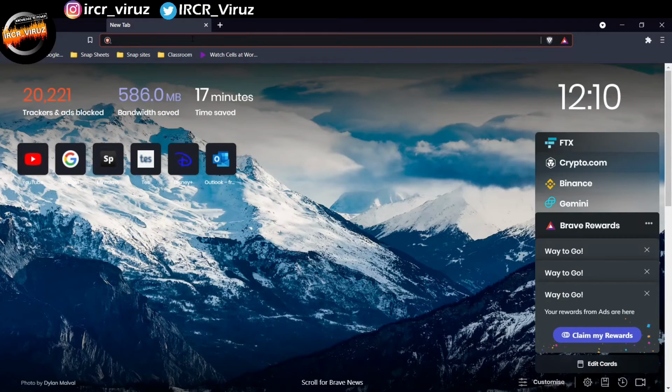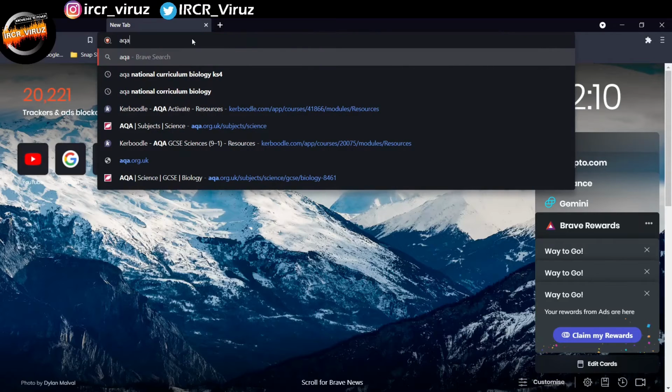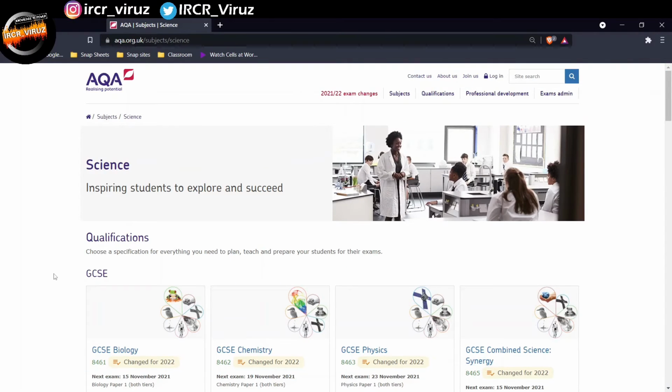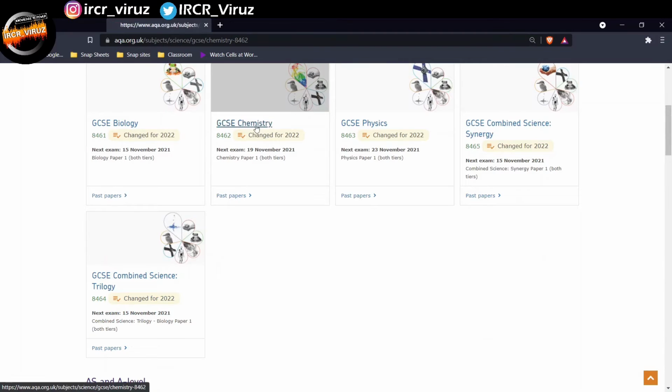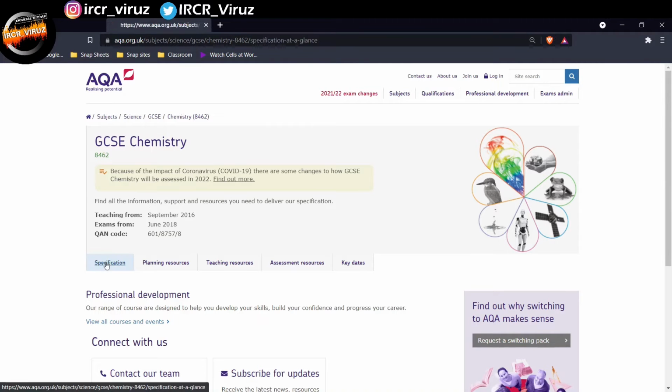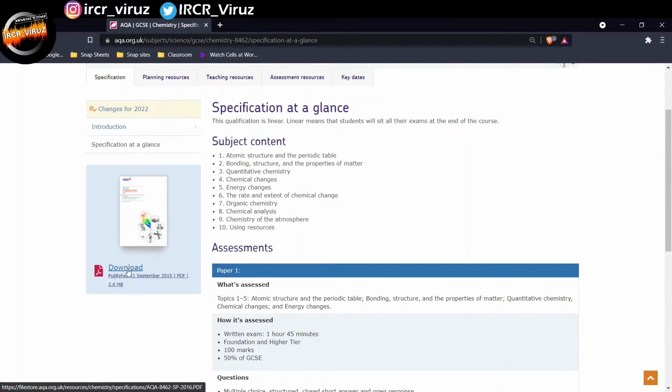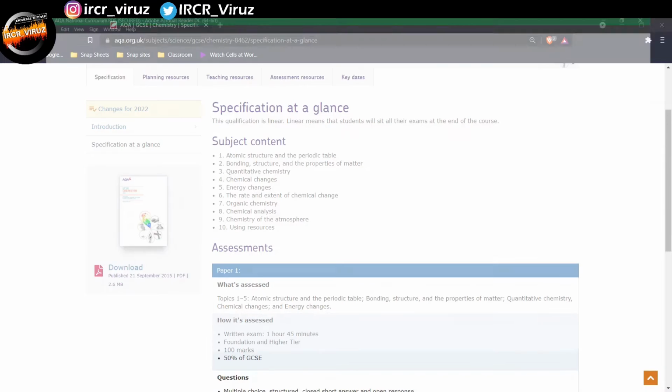Right, so now that we're in a Brave browser, we're going to head to AQA. We're looking at sciences, and we're going to go for chemistry. And over here it says specification. I'll set up a link in the description so you can download this document. So once you click download, your document will look something like this.